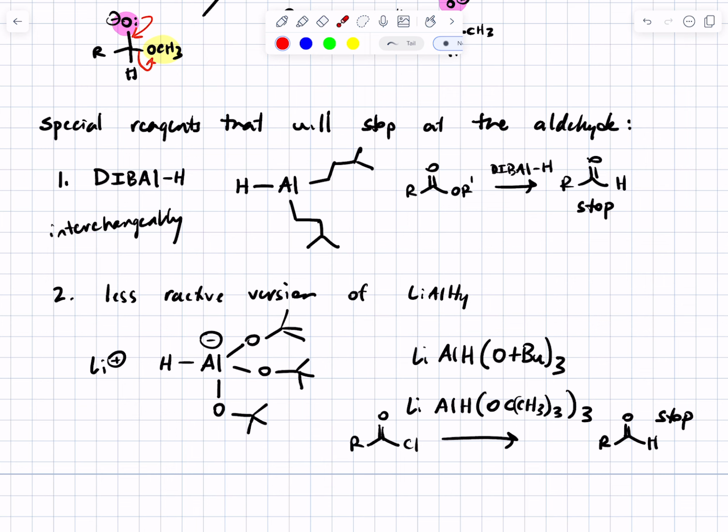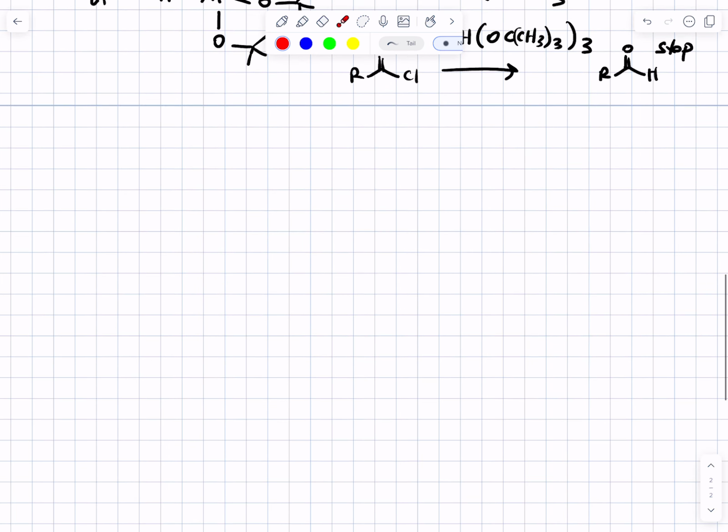All right. That sort of concludes our hydride delivery reagents. What we're going to do now is introduce carbanion delivery reagents. These are reagents that are going to deliver basically negatively charged carbons as nucleophiles to the carbonyl carbon.